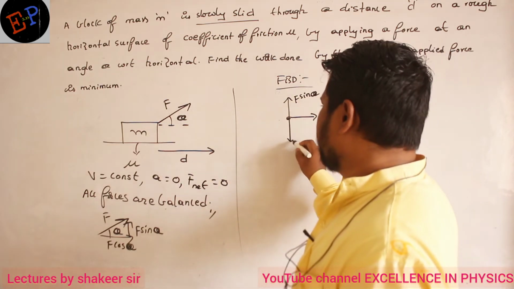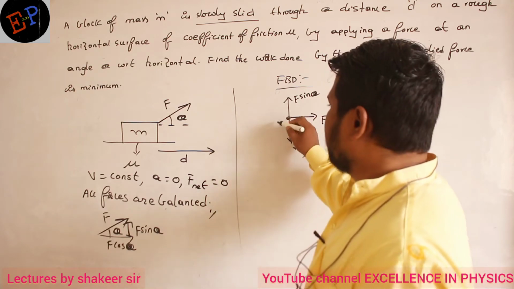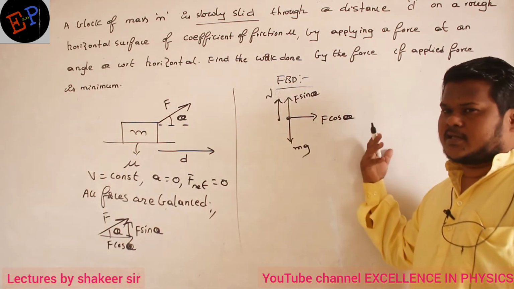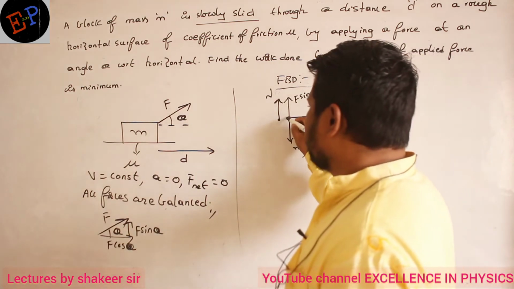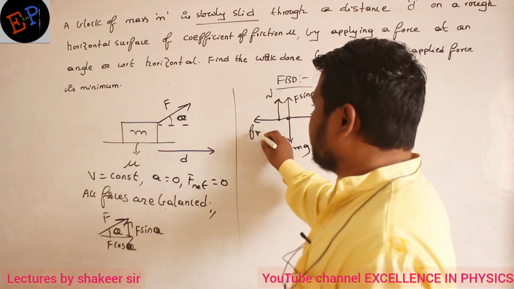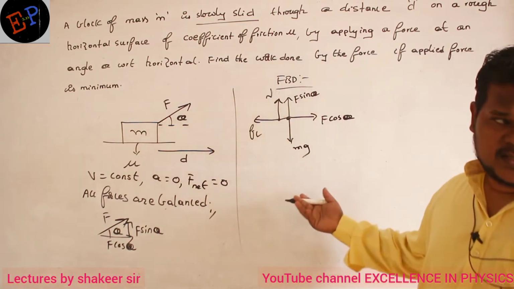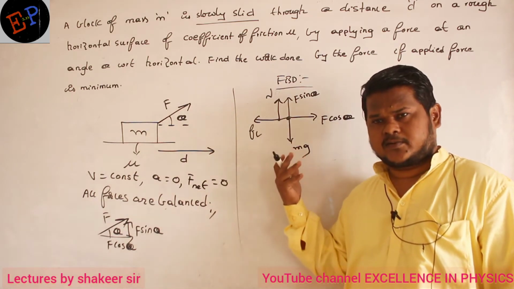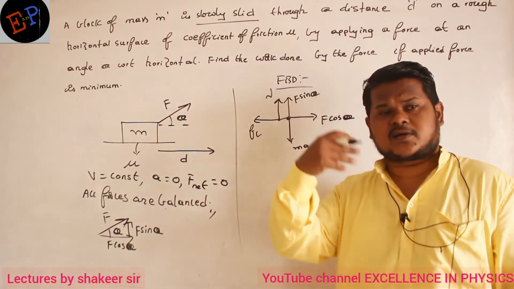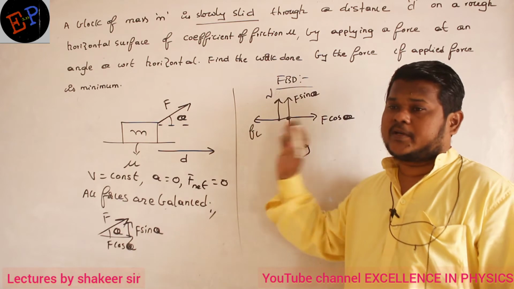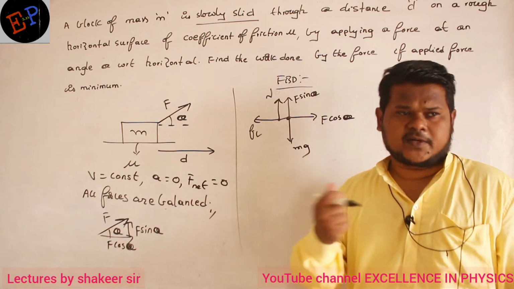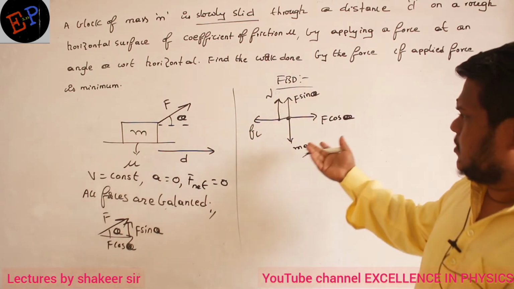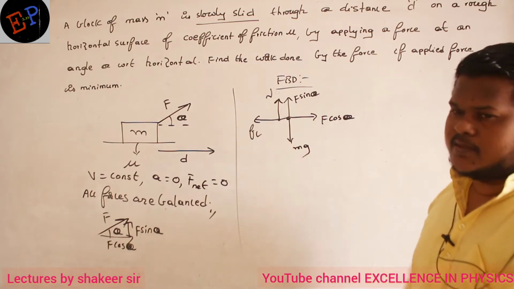The weight of this body, mg, will be acting downwards. And the normal reaction will be acting in the upwards direction. The body is trying to slide in this direction, so friction will act in this direction. Friction has already reached the maximum value, because it is already in movement. When it is already in movement, the friction is at its maximum value. So I will write limiting friction, which means maximum static friction. So these are the different forces acting: friction, normal reaction, weight, and F cos alpha. That's all.